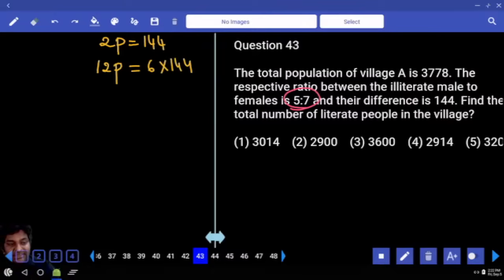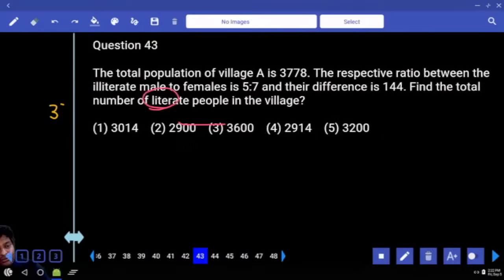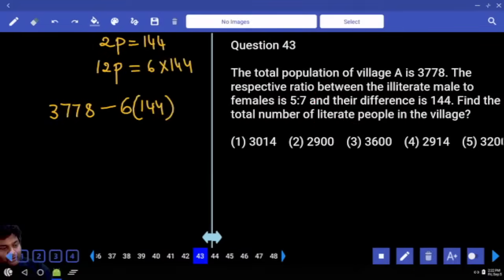When the question is about literate people, from the total population 3778, we have to subtract illiterates, who are 6 times 144. 6 times 144 ends with, subtracted from 8 ends with, answer should end with, how many options are there? 2 options are there. Observe these 2 options carefully.